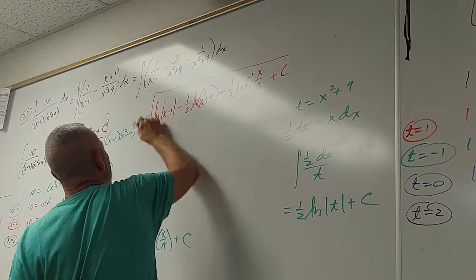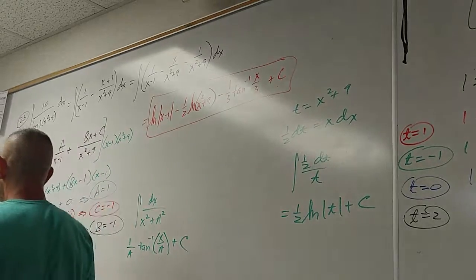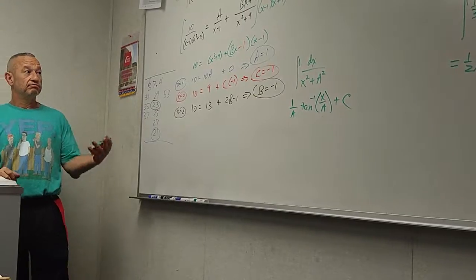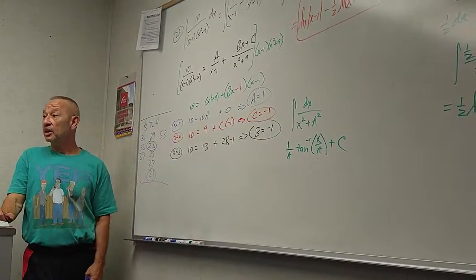And if you don't know that formula that the book really was expecting you to memorize, but I did not force it, then of course you have to factor out the 9 and make a substitution.